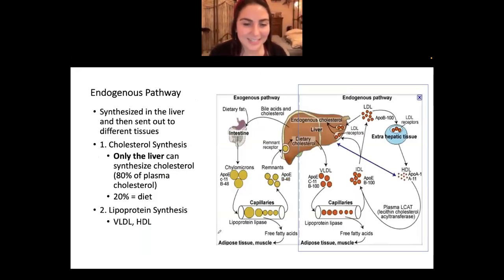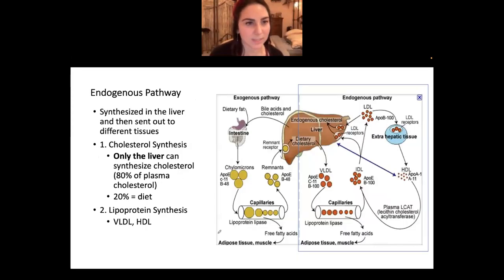Next is endogenous, and endogenous is a little bit different because now that's where we start getting LDL, VLDL, that stuff. So only the liver synthesizes cholesterol. Hopefully we know that. 80% of your plasma cholesterol comes from the liver. Only about 20% comes from what you eat.